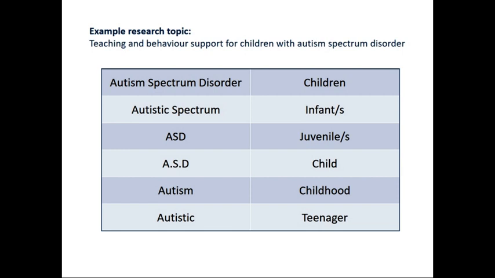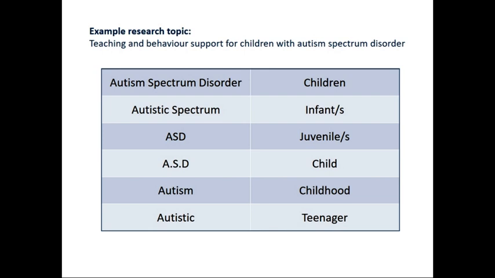So what we're looking at today is the same topic that is in our other videos, which is teaching and behaviour support for children with autism spectrum disorder. On the screen here we have two columns that represent some keywords for different things relating to this topic. The first one relates to autism spectrum disorder, and the second relates to children. We're going to use the Boolean search terms that we've learned and try to make these lists shorter.